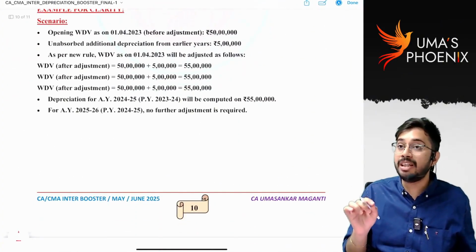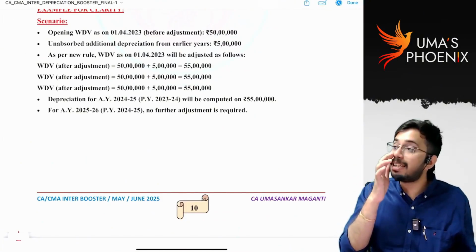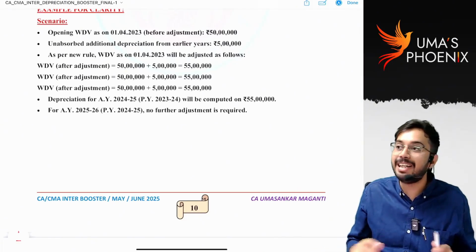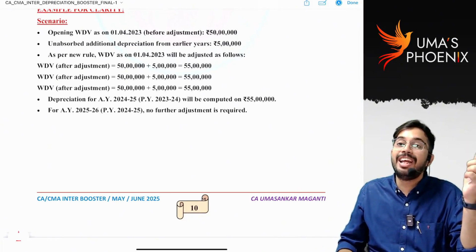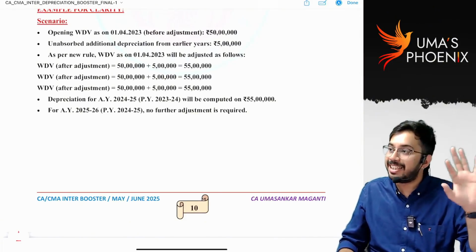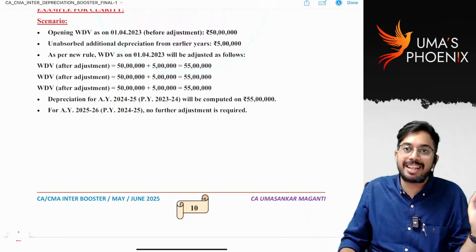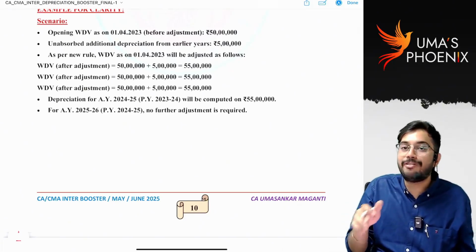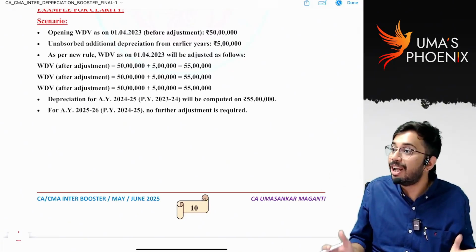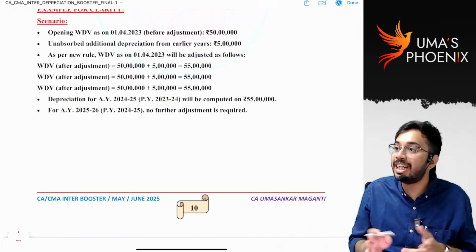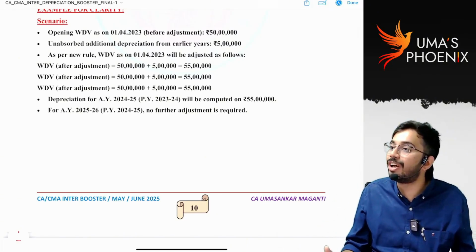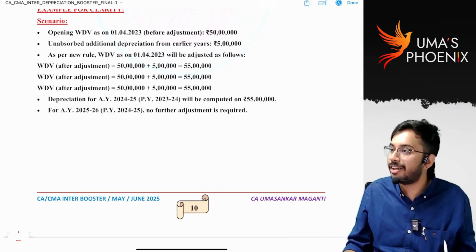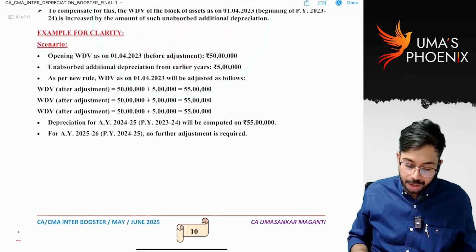Now the dispute is they only gave clarity for Finance Act 23. They did not give clarity for Finance Act 24. That means in 23-24 he is paying taxes under optional tax rates, or regular tax rates. He has unabsorbed additional depreciation. In 24-25 he shifted to the default tax regime. Now, should unabsorbed additional depreciation be added back to the block of assets or not? No clarity was given. Soon I think they will come up with a circular. You will understand.